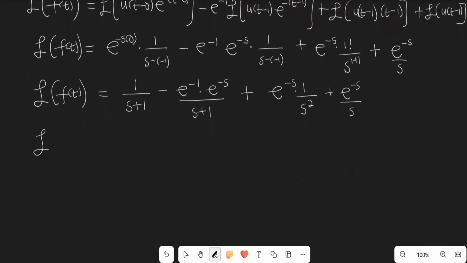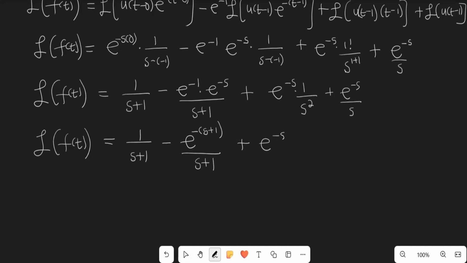Cool stuff. So the Laplace transform of the function f of t is going to be equal to 1 over s plus 1 minus this one, using the laws of indices, this one is going to be e to the negative (s plus 1). This is divided by s plus 1, right? Plus e to the negative s all over s squared plus e to the negative s all over s. And I think this one is the Laplace transform of what we are seeking to find.